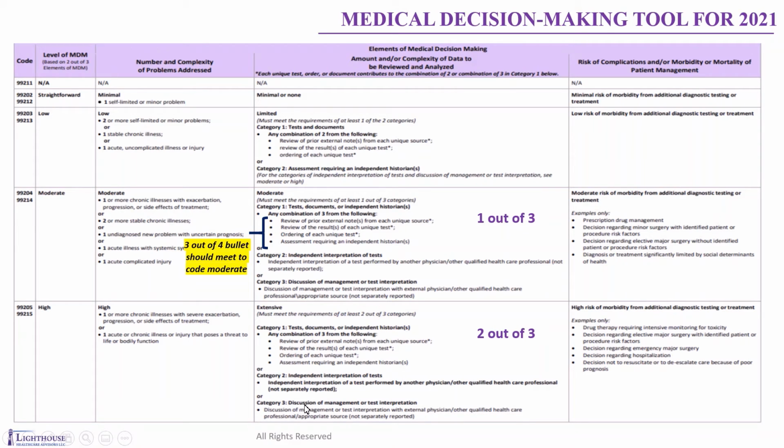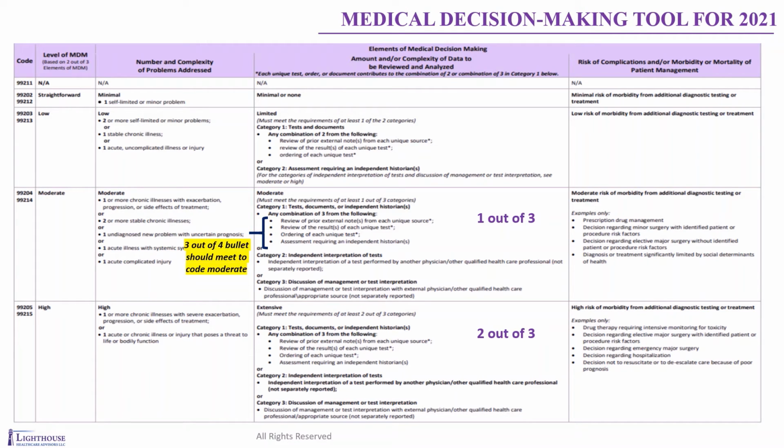Category 1 is for review or order test or assessment requiring an independent historian. Category 2 is interpreting the test result performed by other doctor. Category 3 is for discussing the management of the disease or test results with external doctor. Last column, the risk table, shows the management options.